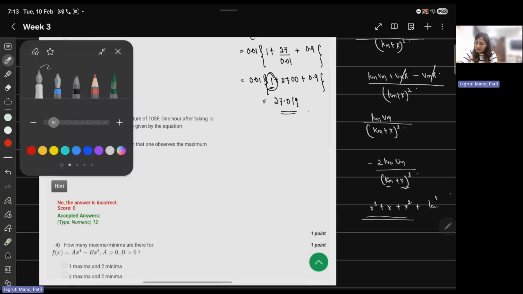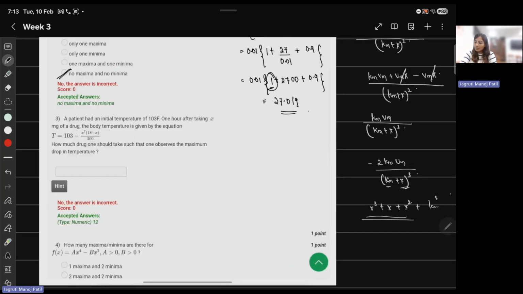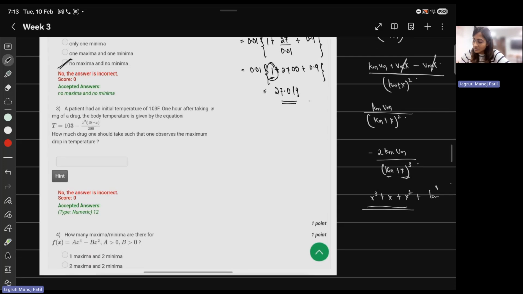Okay. Now next question. A patient had an initial temperature of 103 Fahrenheit. 1 hour after taking x milligram of a drug, the body temperature is given by this equation. How much drug should one take so that one observes the maximum drop in temperature? So you want a maximum drop in temperature. Okay, so you want to evaluate the maxima of it. So just take a derivative.